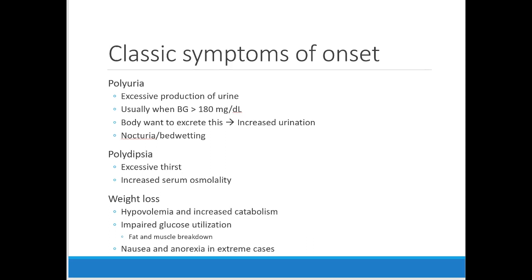Now, weight loss might be different in a type 2 diabetic patient. You might just have symptoms of onset of increased anorexia. The patient might not actually be losing weight, though. But in a type 1 diabetic, you might see weight loss, especially in children who have onsets.